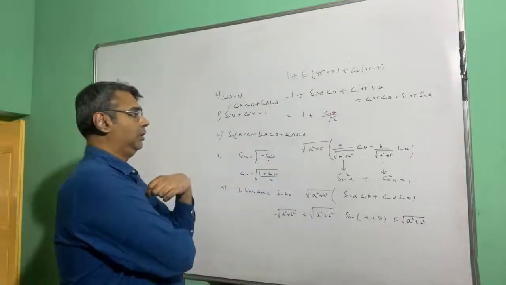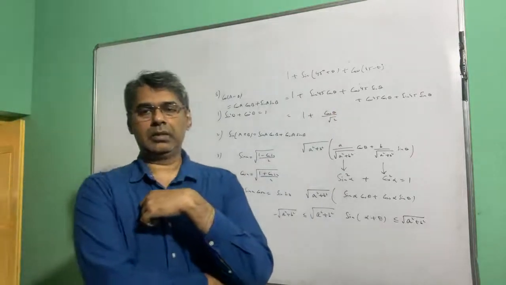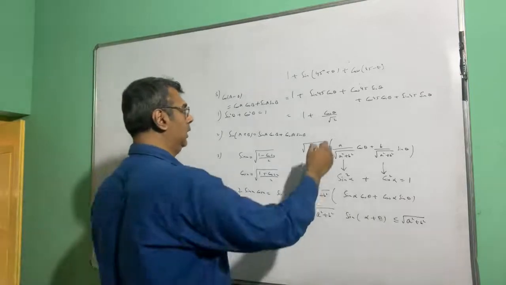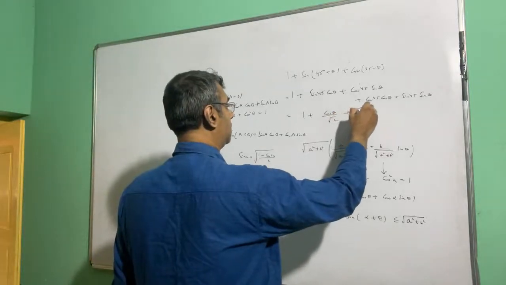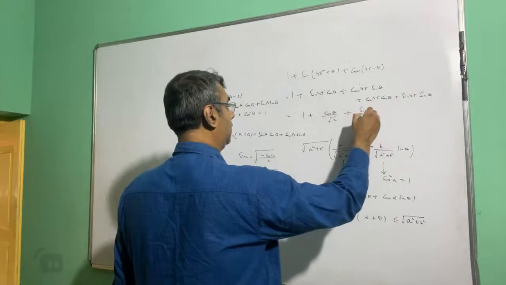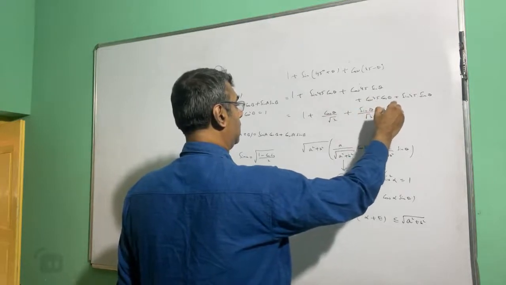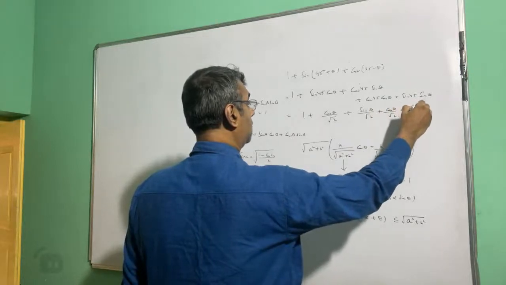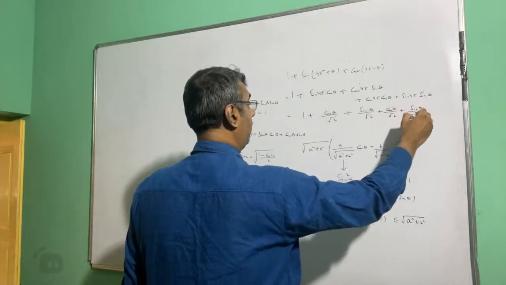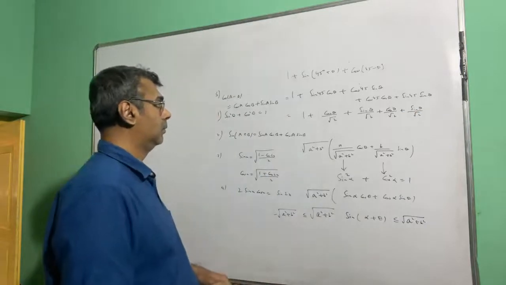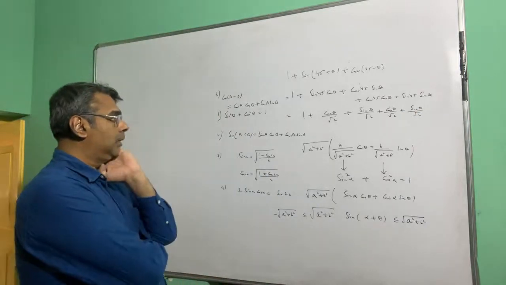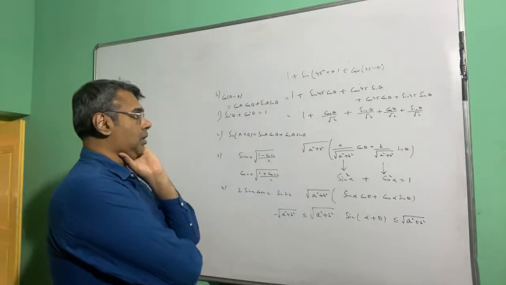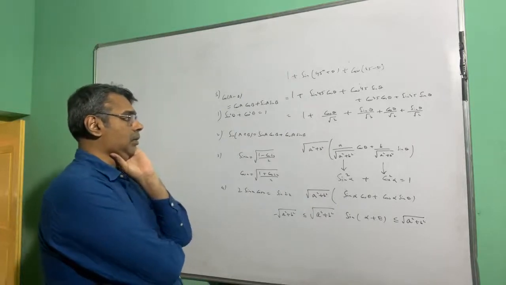So sin 45 is a standard angle. You are supposed to know the standard angles. So sin 45 is 1 by root 2. So 1 plus sin theta by root 2 plus cos theta by root 2 plus cos theta by root 2 plus sin theta by root 2.